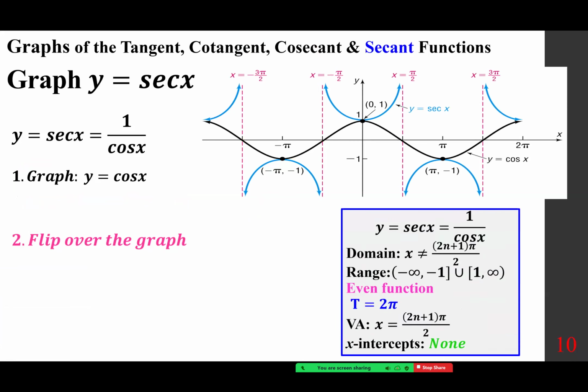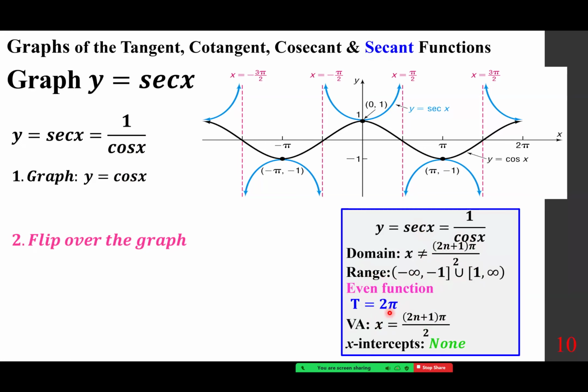And now y equals secant x, 1 over cosine x, domain. You set the denominator equal to 0 and you exclude it. X can't be 2n plus 1 times pi over 2. Therefore, the vertical asymptotes are that. Range, just like cosecant, all real numbers except the numbers between -1 and 1. And you say minus infinity to minus 1, union 1 to infinity. That's how you write it. It's an even function because cosine is even, so is secant, and T equals 2 pi, just like cosine.